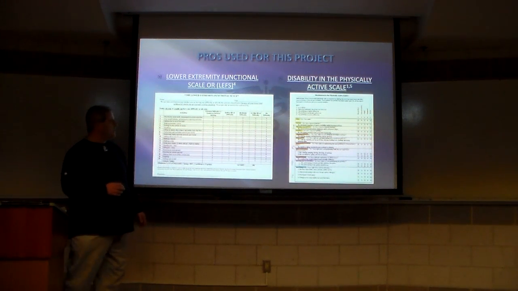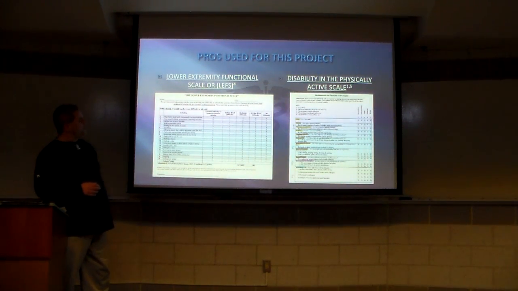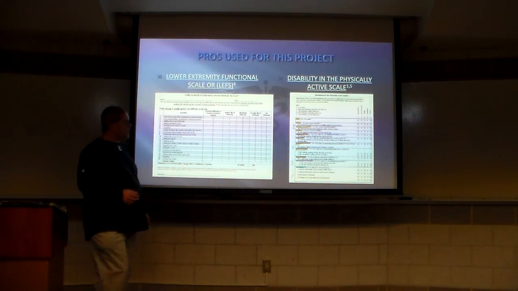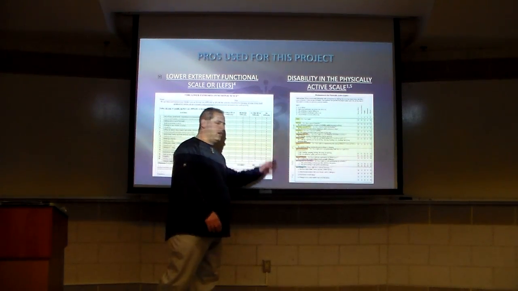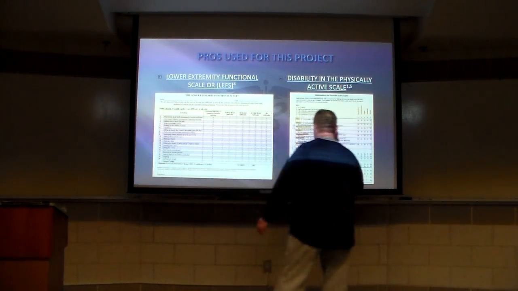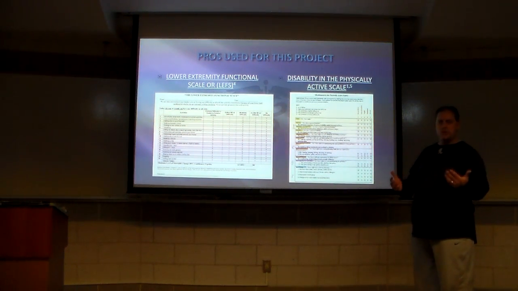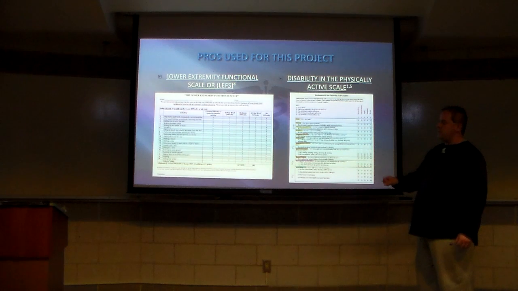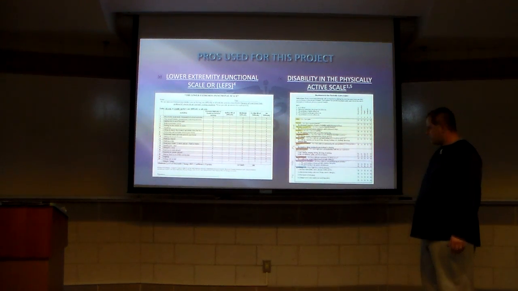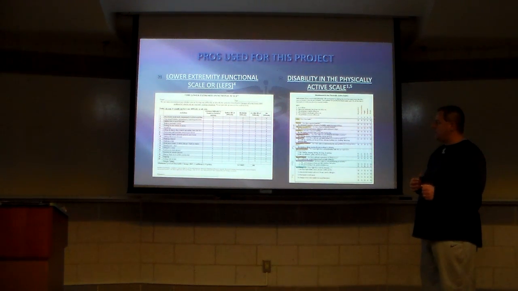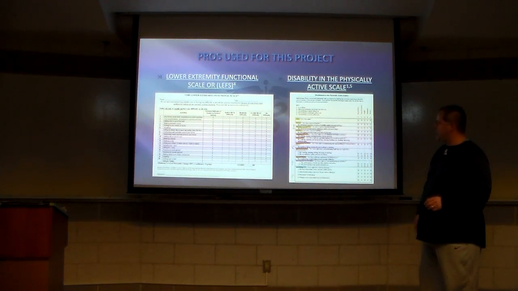Here are the 2 PROs I used for this project. The Lower Extremity Functional Scale was my specific one, since we're doing ankle injuries. And then the Disability in the Physically Active Scale. This is the one I really like a lot because it was done by athletic trainers, and as an athletic trainer myself, we need to be supportive of each other. Both of these have been proven to be valid and reliable. I figured this was a good one to use because 2 athletic trainers made it up based on the IOM model. They did their study in 2010. I suggest looking at those. You probably already have them.